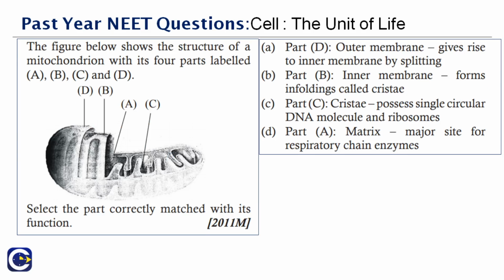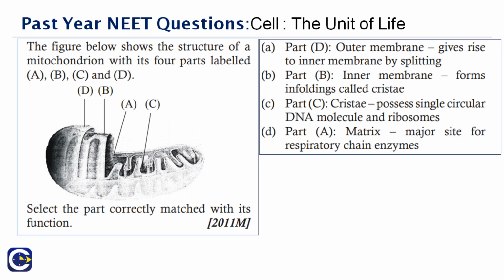This question is asking us to figure out what the picture is and its parts. So what is this picture actually? The figure below shows the structure of mitochondria. Yes, it has 4 parts. Now you have to tell me what each part is. Select the part correctly matched with its function. So you have part D, part B, part C and part A.